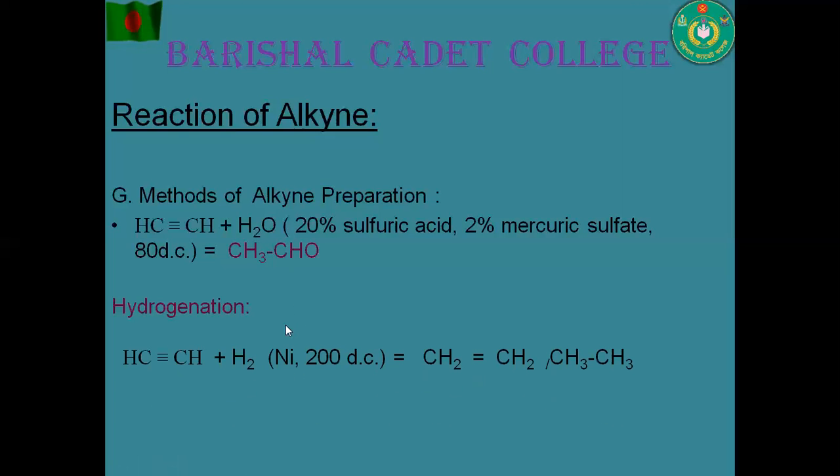There is another reaction, the hydrogenation reaction. Here, the catalyst is nickel or platinum, at 80 to 200 degrees centigrade temperature. The product is an unsaturated or saturated hydrocarbon. It depends on the number of moles of hydrogen which react. If alkyne reacts with 1 mole of hydrogen, the product is alkene. If alkyne reacts with 2 moles of hydrogen, the product is alkane.